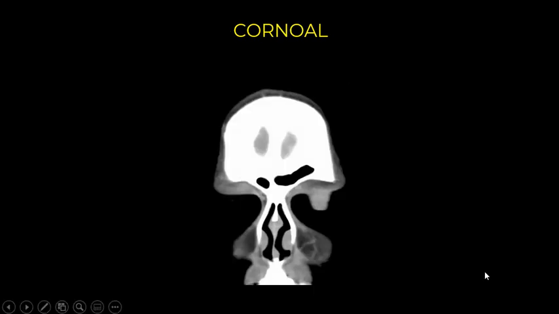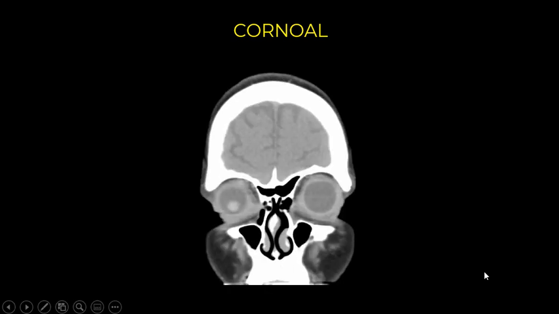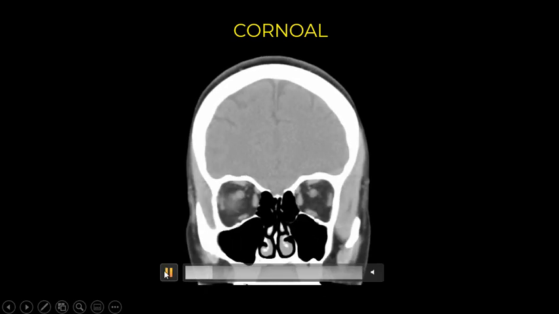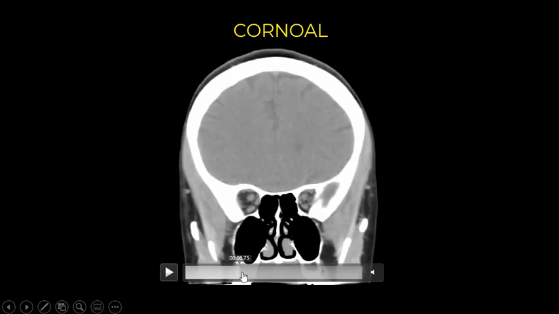Next on the list is the coronal plane. I like to evaluate multiple structures on this plane. The orbits, when you have a soft tissue window, evaluation of the orbits is very nice. You can see the extraocular muscles, the fat planes, and the optic nerve or optic nerve sheath.